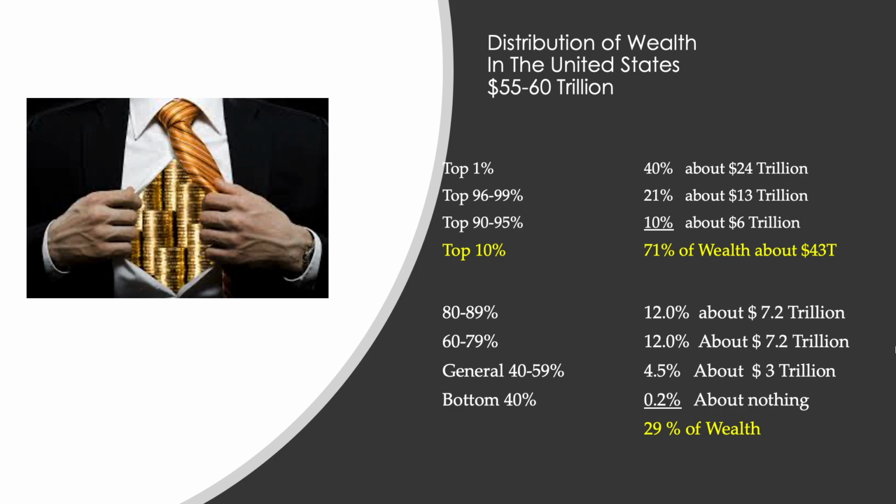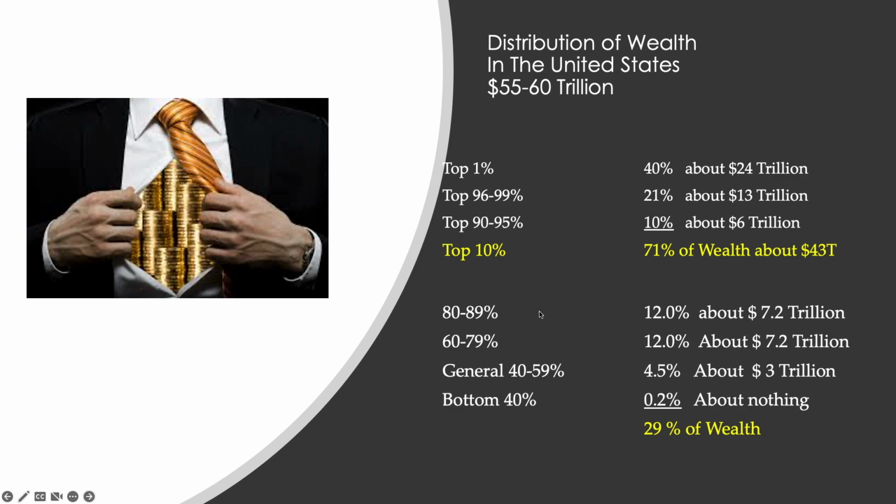Homes, retirement, investment accounts. Top 1% own 40% of that. The next 4% own 21% of that. And the next 5% own 10%, which basically means the top 10% of Americans control 71% of wealth, somewhere between 43, and if these numbers may have gone up, between 43 and 50 trillion dollars. Well, we're looking at percentages, and to get 100, that means there's only 29% left.